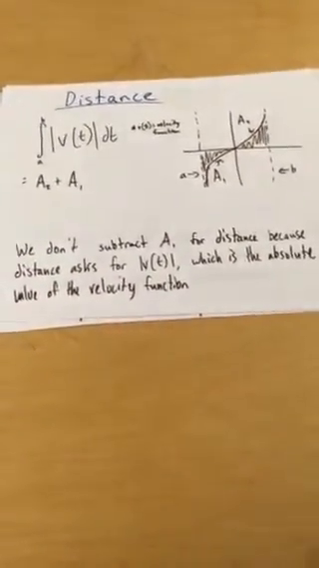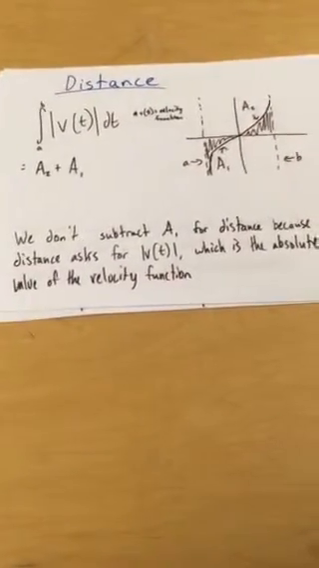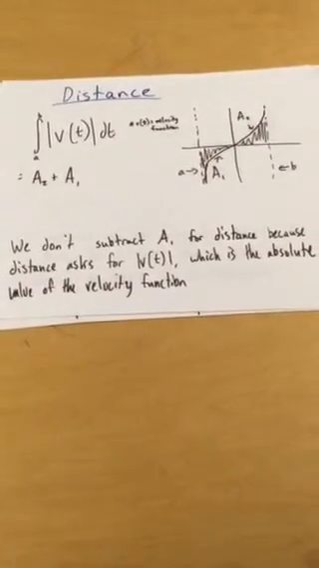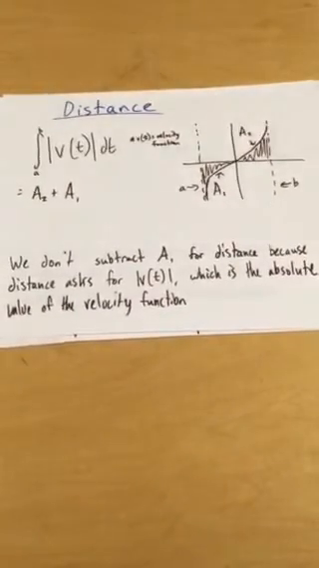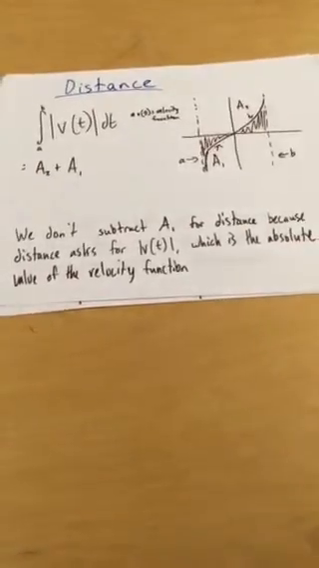For an integral for distance, we would do the integral from a to b of the absolute value of v of t dt. So in this case, we would add A1 instead of subtracting A1 because distance asks for the absolute value of v of t, so A1 would be positive.